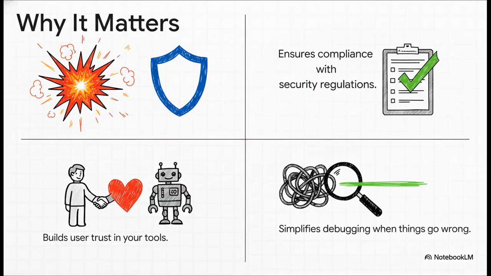Okay, but why is this such a big deal? Well, the payoff is massive. First off, it shrinks your blast radius. If a tool ever gets compromised, the attacker can only do what that tool could do, so the damage is contained. It's also absolutely critical for staying compliant with regulations like GDPR. Plus, it builds trust with your users because they know you're being careful with their data. And honestly, it makes your life easier. Debugging is so much simpler when you know exactly what a tool was supposed to be doing.